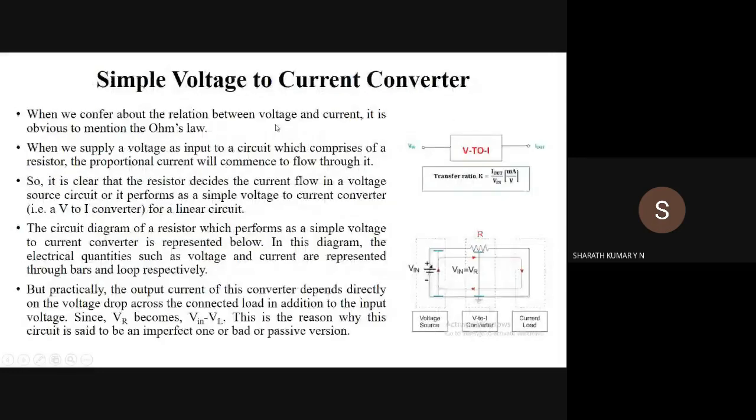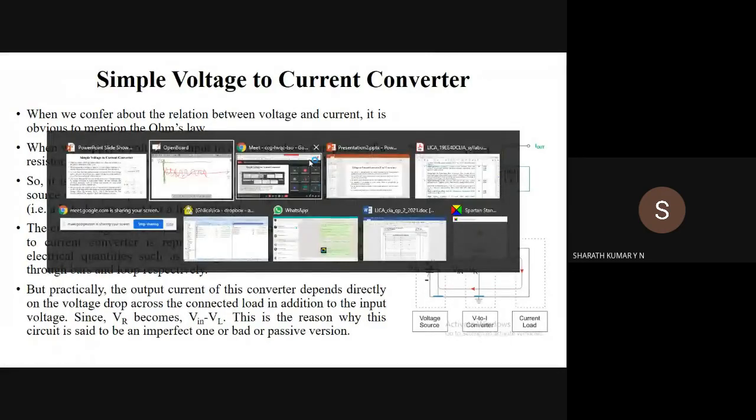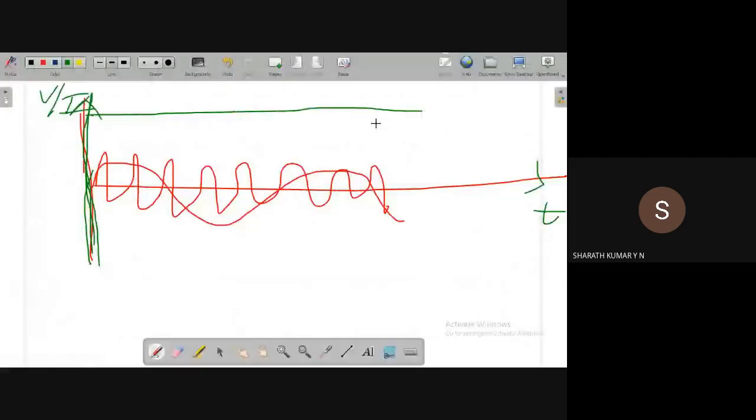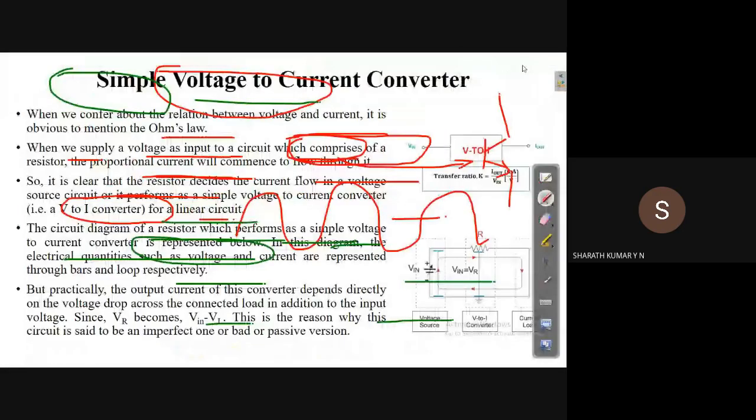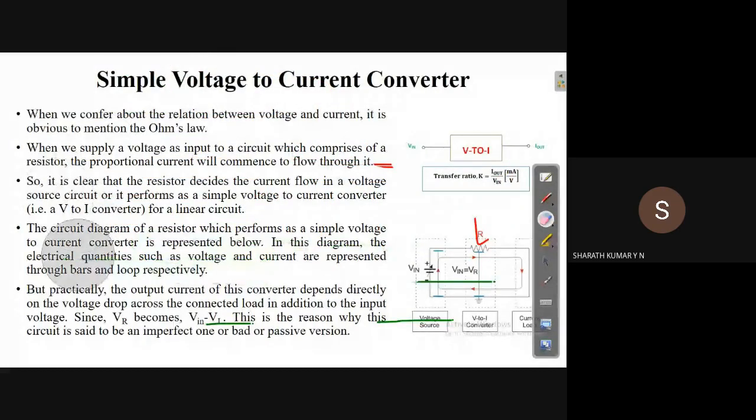Okay, so voltage to current converter. So in basic terms, I'm not finding that open board. Just a second. Here we go. I don't know why this. Okay, so voltage to current converter. Yes, there we go.